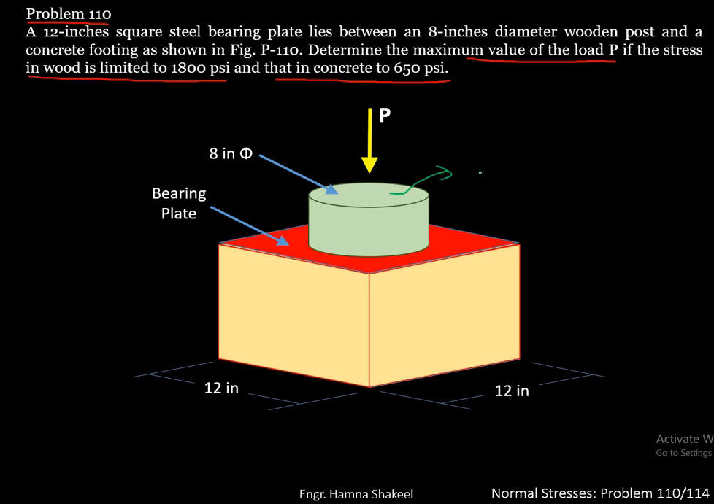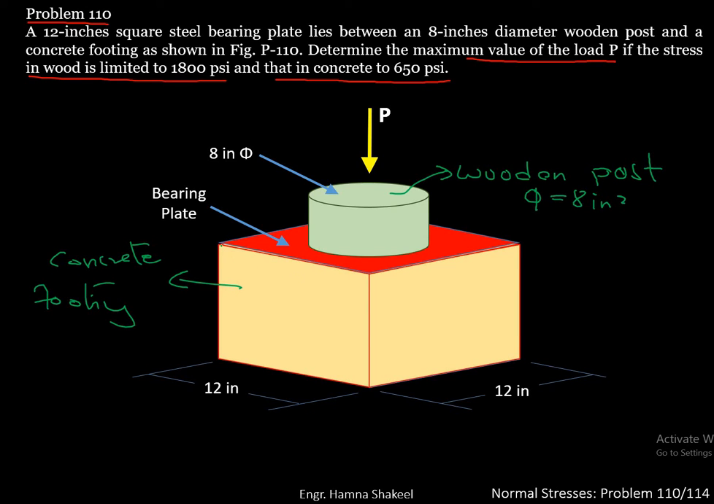Right. So here you have got a wooden post having a diameter of 8. This is your concrete footing, and between the wooden post and the concrete footing you have a bearing plate. You have to find the value of this load P such that the stress in wood is limited to 1800 psi and stress in concrete is limited to 650 psi.